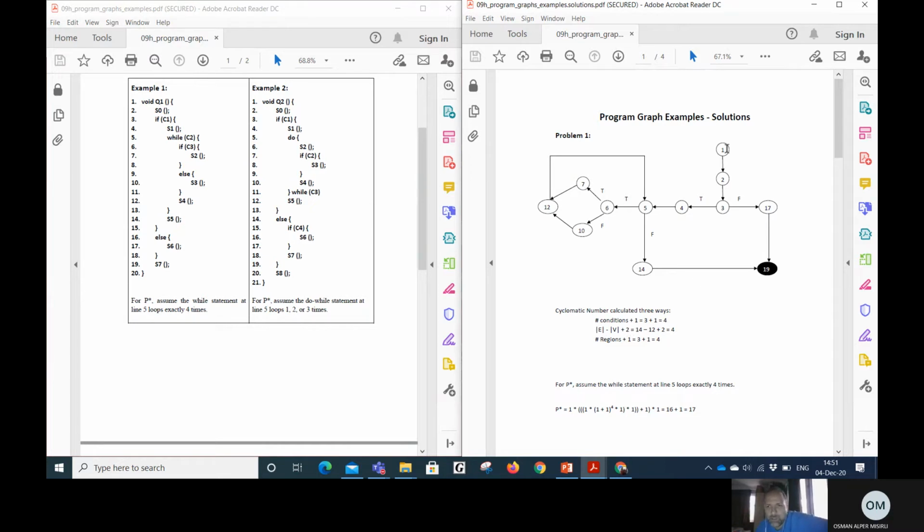So let's see, edges, 1, 2, 3, 4, 5, 6, 7, 8, 9, 10, 11, 12, 13, 14. Minus vertices, 1, 2, 3, 4, 5, 6, 7, 8, 9, 10, 11, 12. So 14 minus 12 plus 2. Notice, it's also 4. And then you could also calculate it using the number of regions. So 1, 2, 3. So that's now 3 plus 1 is 4.